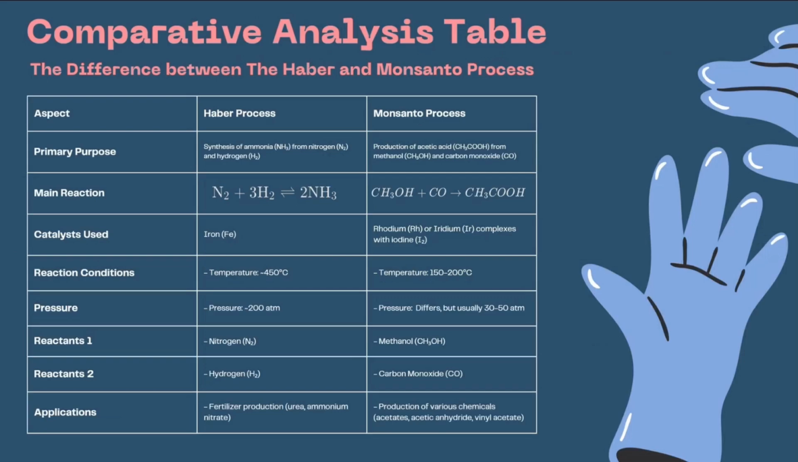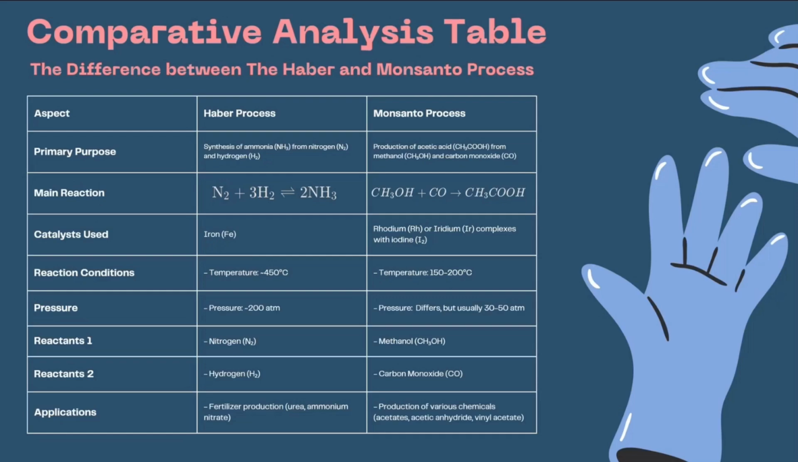Next, we're going to be talking about the differences between the Haber and Monsanto processes. Here's the comparative analysis table, highlighting the differences between the Haber and Monsanto processes. Firstly, the differences in primary purpose. The Haber process synthesizes ammonia from nitrogen and hydrogen, whereas the Monsanto process produces acetic acid from methanol and carbon monoxide. The main reaction for both of the processes are also different, as can be seen on the slide.